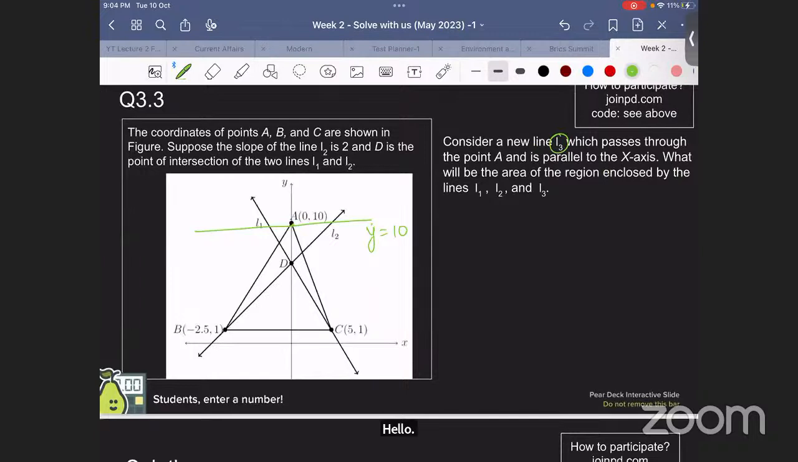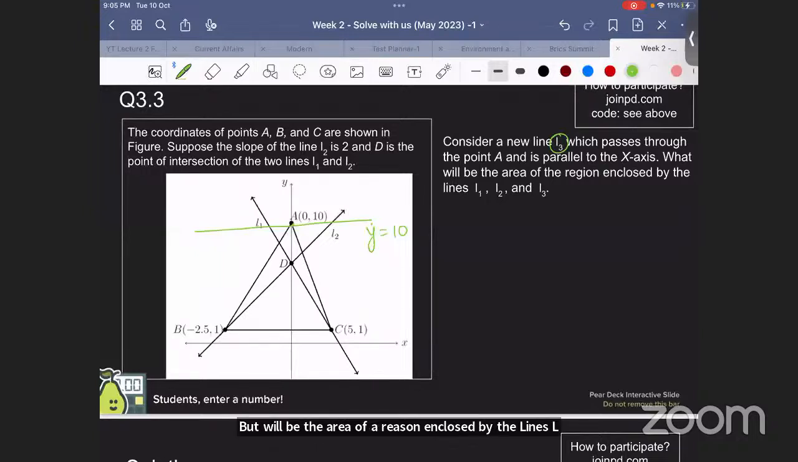Is it clear to everyone? Whenever the line is parallel to x-axis, it will be in the form of y equals to some constant, and whenever the line is parallel to y-axis, it will be in the form of x equals to some constant. This should be there in your mind every time. Now L3 passes through point A and is parallel to x-axis. What will be the area of the region enclosed by the lines L1, L2, L3?